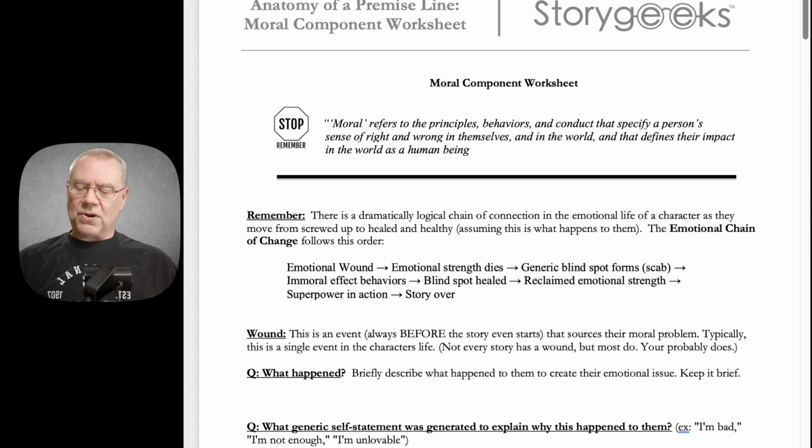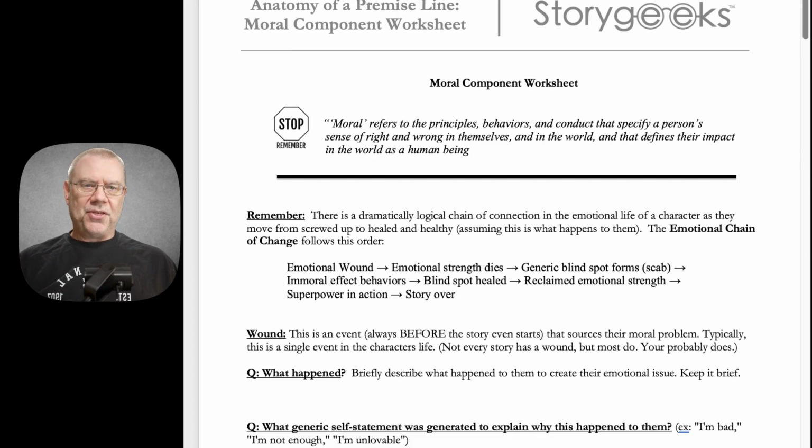So we start off with this thing called the emotional wound. You have probably heard this term before. Your character needs to be flawed. They need to be wounded, hurt, broken in some way, etc. Yes, that's the emotional wound. Something happens, and as a result of this event, it's usually a single event, not 8,000 pages of events. It's a scene, maybe two.